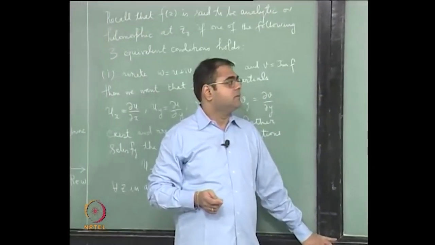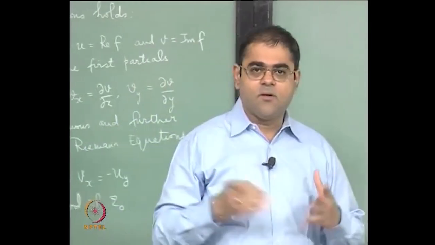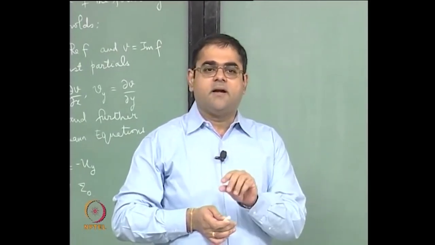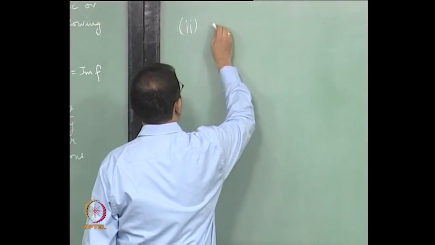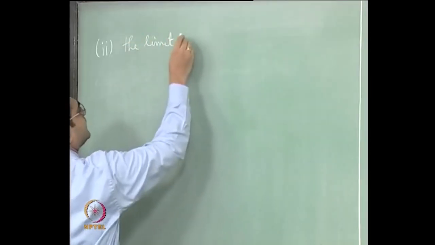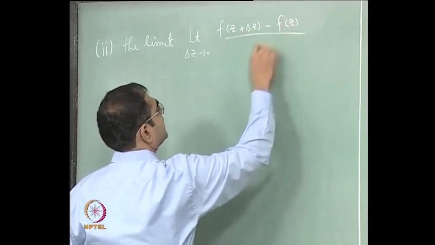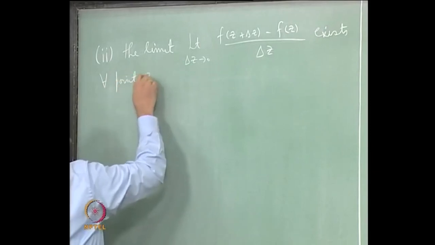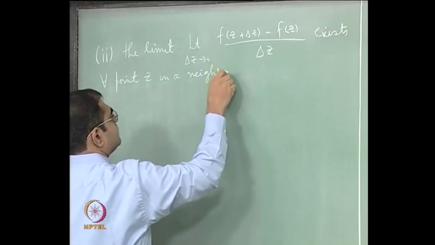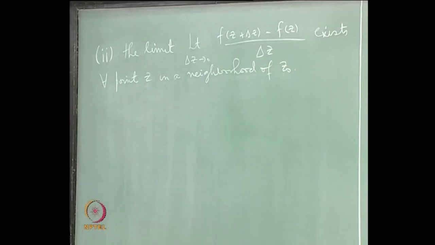The next condition that is used to define the holomorphicity or analyticity of a function at a point is the usual down to earth definition, that the function is differentiable not only at that point but at every point in a neighborhood of that point. So it is a straightforward definition. That is what I am going to write down as the second definition: the limit as delta z tends to 0 of f of z plus delta z minus f of z by delta z exists for every point z in a neighborhood of z0. So this is the condition that the function is not only differentiable at that point but also differentiable at every point in a neighborhood of that point.